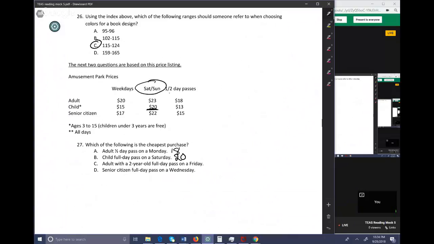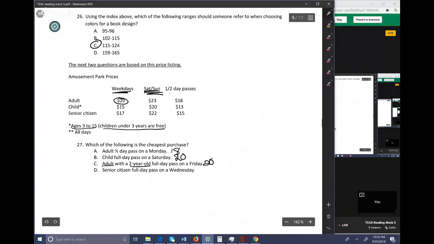Adult with a 2-year-old full day pass on a Friday. Since this says Saturday, Sunday, Friday must be a weekday. You have an adult and a 2-year-old. So the adult is 20. The 2-year-old is actually free because it says children under 3 are free. So it's just going to be that 20. And then a senior citizen full day pass on a Wednesday. So that's going to be 17. And if it's wanting cheapest, that's going to be D. That could have been worse. That one wasn't too bad.